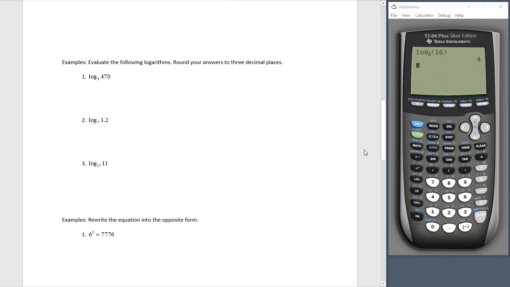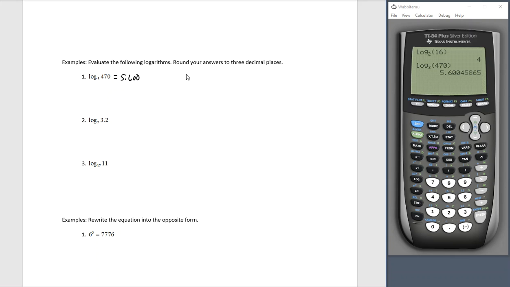Evaluate the following logarithms. Round your answers to 3 decimal places. Now I could come here to math and scroll to my log base and use my fancy version here, log base 3 of 470, and get 5.600. So we know our answer. It says round to 3 decimal places, so I'm going to put those 2 zeros there.